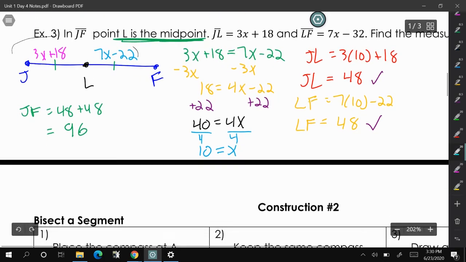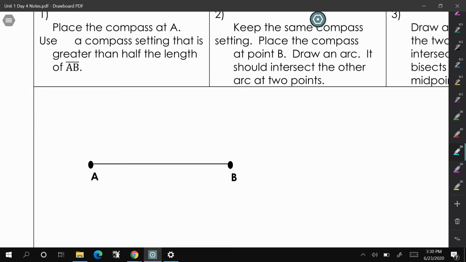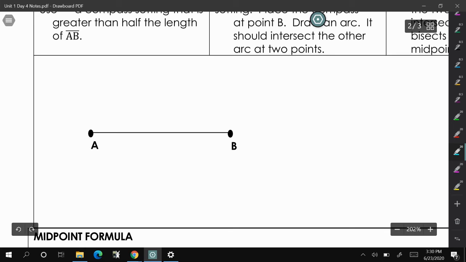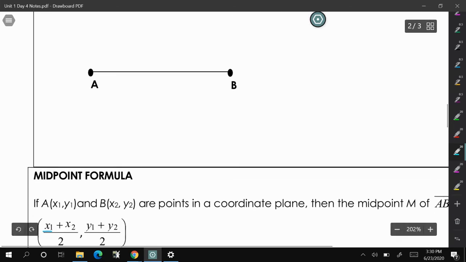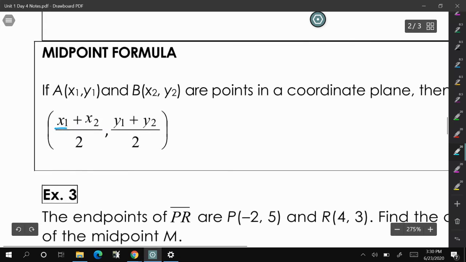All right, let's move on. Like I said the other day, we're going to skip the constructions because it's hard to show you how to do these using a compass when I'm on my tablet. Let's move to the midpoint formula. We use this in the coordinate plane if we want to find the middle of 2 points, or if we have the endpoints of a segment and we want to find where the midpoint is, we use this formula.